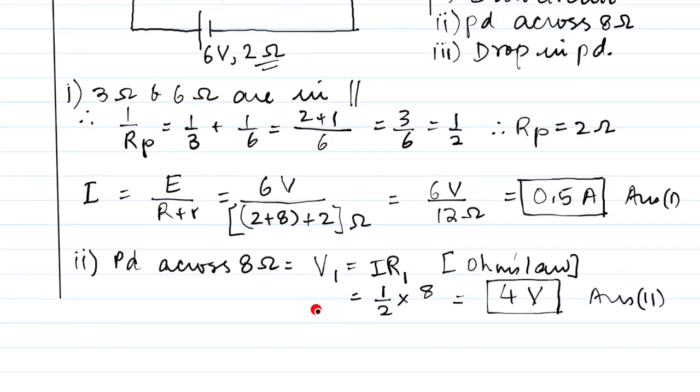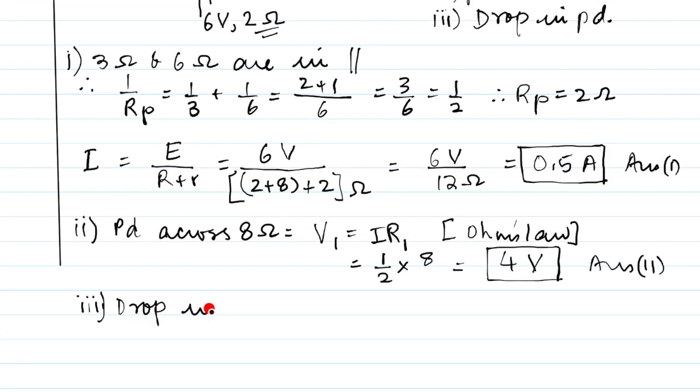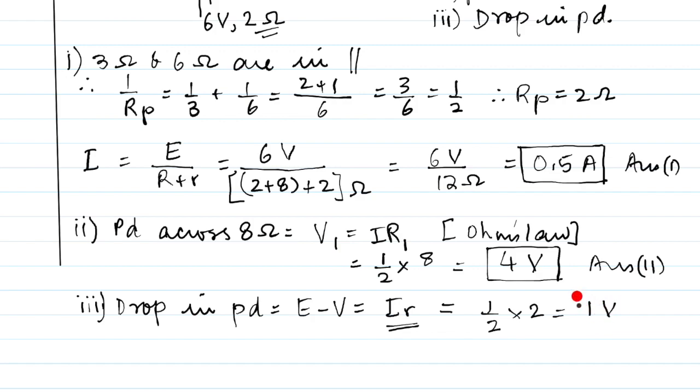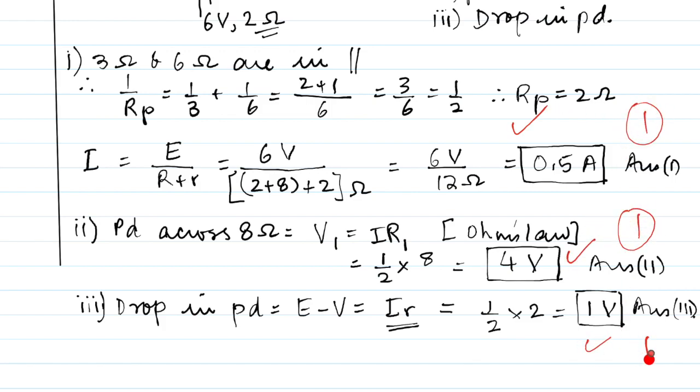Drop in potential will be actually E minus V, which is equal to Ir. We know this formula, so we are using this. I means 0.5, means half, and internal resistance, you can see this 2 ohm. So that will be equal to 1 volt, and that is our answer 3. So marks wise, you get this 1 mark, this 1 mark, this 1 mark, and that's how you'll get your 3 marks.